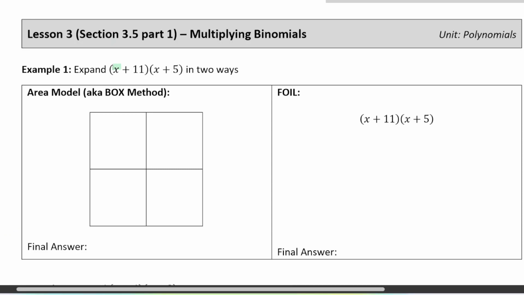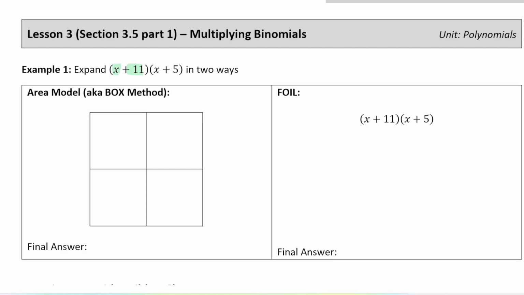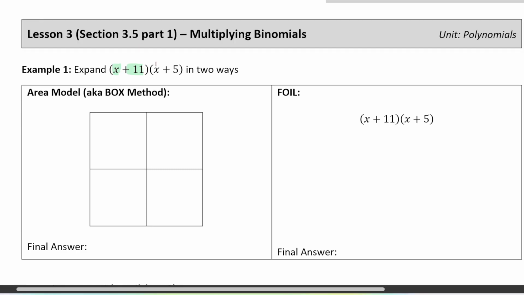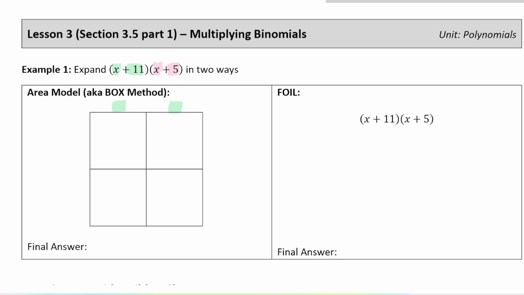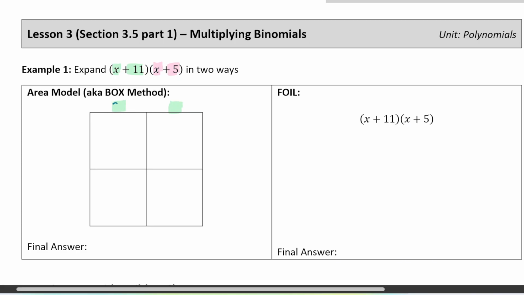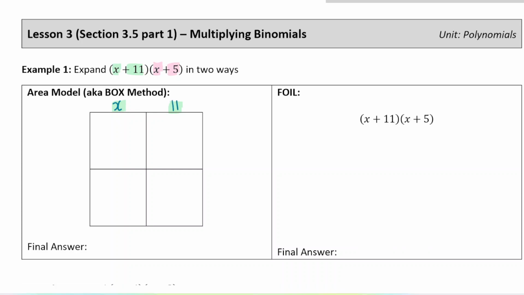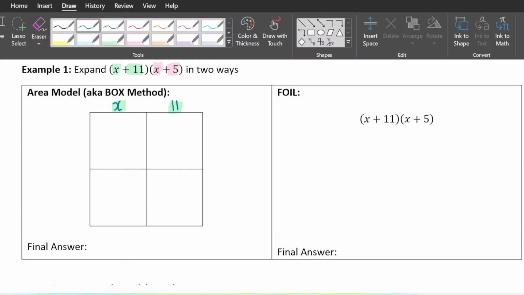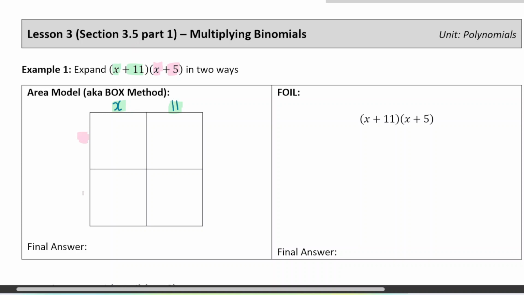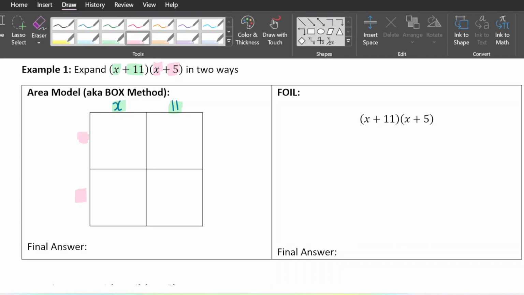The first one is x plus 11. So notice there's two terms. That's why we call it a binomial. And x plus 5. So we're going to put the two terms from the first polynomial just above the box right here. So we're going to put x here and 11. And then we're going to put the two terms from the second polynomial, x and positive 5, right here.